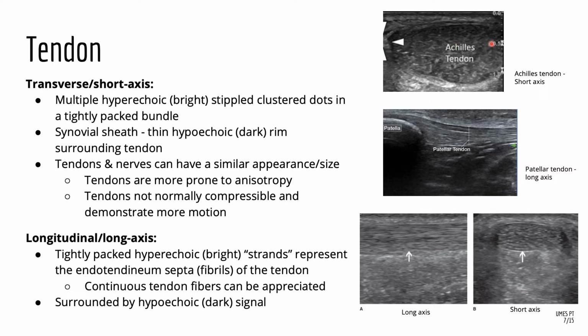The first image up here shows the Achilles tendon from the transverse view with the hyperechoic dots, so all speckled in there. The second image right here is the longitudinal view with the hyperechoic strands all throughout there. And then the last image is just a side-by-side comparison between the two views. So you have longitudinal and that cross-sectional view.